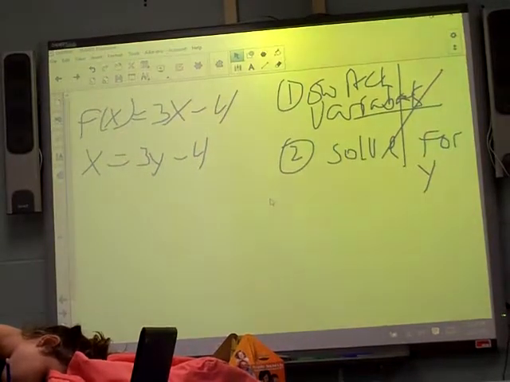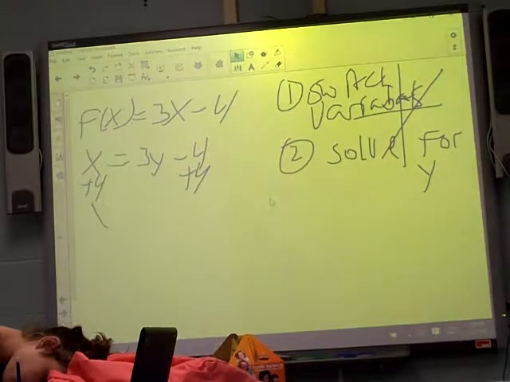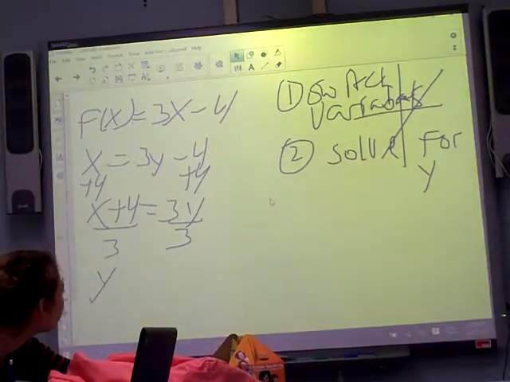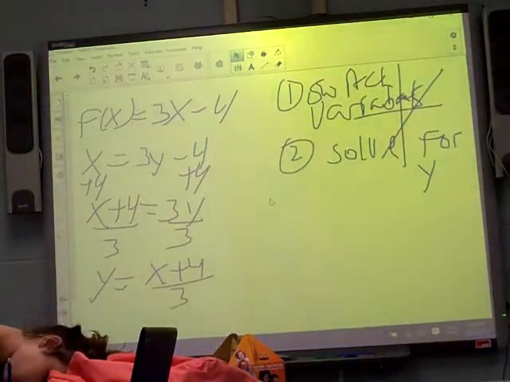So what would be our first goal? What would be our first action to get that y all by itself? Add 4. Good, good. So we're adding that 4. So that'll get us x plus 4 equals 3y. And then divide by 3. And you can divide them individually. I'm just going to leave it all over 3. But you could write them each individually over 3 if you wanted to. X over 3 plus 4/3.